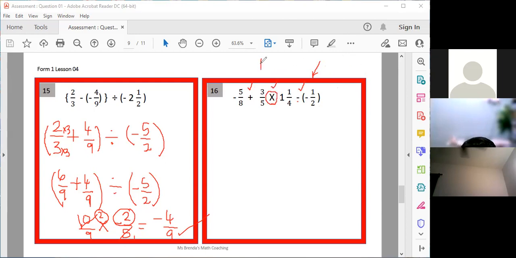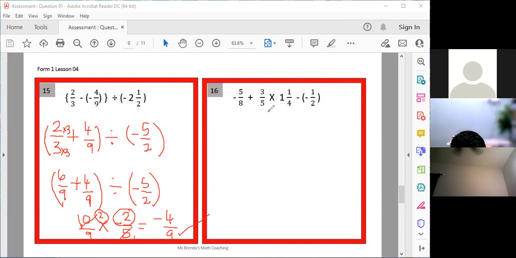Multiplication. BODMAS: brackets, of, division, multiplication, addition, subtraction. Division and multiplication are on the same level, more important than addition and subtraction. So, of is multiplication, right? Of is also multiplication, okay? Of is multiplication.